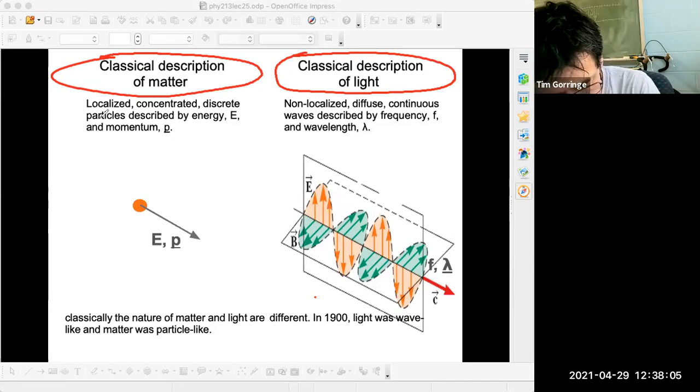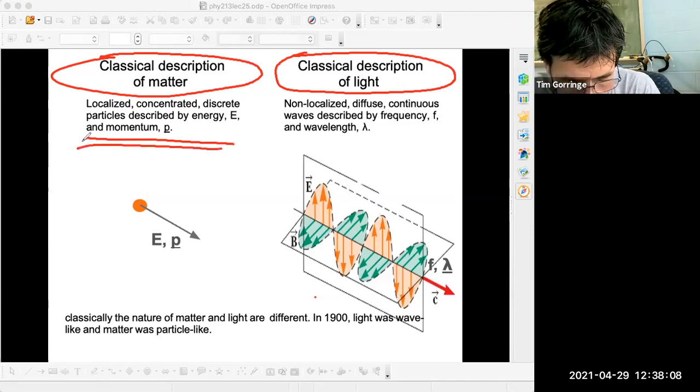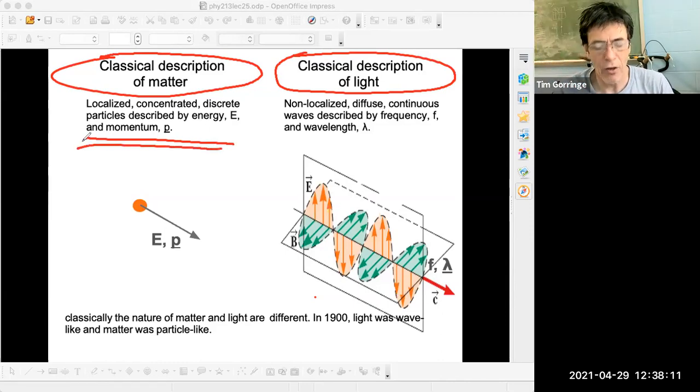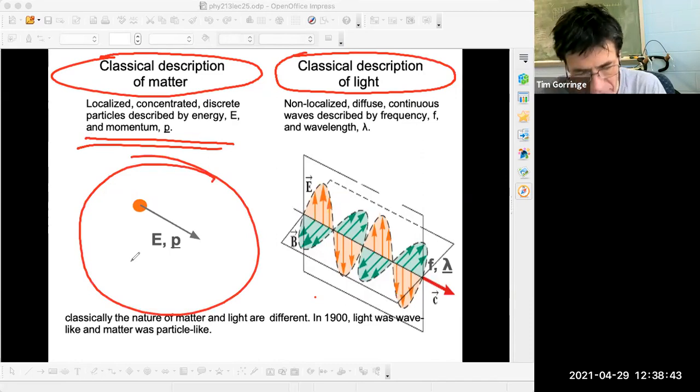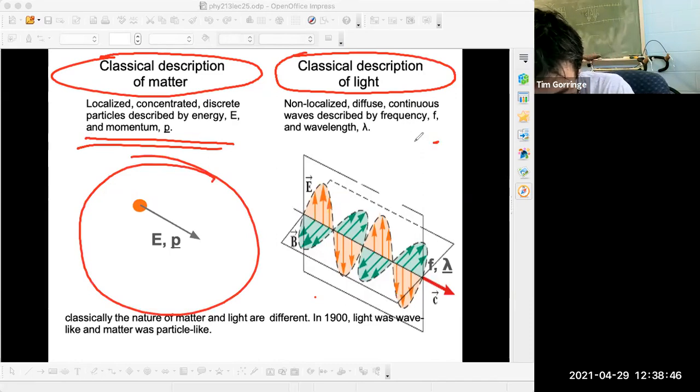That's the world we live in, a world of matter and light. So in the case of matter, we think of matter as ultimately being localized, concentrated, discrete particles. And those localized, concentrated, discrete particles as carrying energy and carrying momentum. And we describe those localized, concentrated, discrete particles by their energy, by their momentum, by E and P. And so that's our picture. This is our picture of matter. What about waves? What about light?